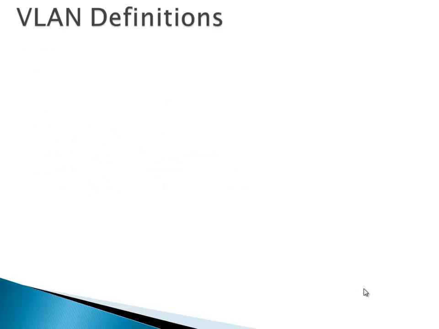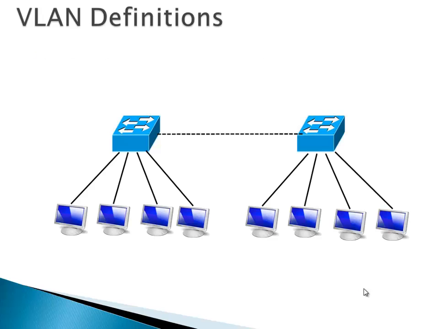VLAN definitions. A VLAN is a logical partition of a layer 2 network. Here I have a network of 8 PCs connected to 2 switches. These PCs will be able to communicate with each other without a problem because they all belong to the same VLAN, VLAN 1, which is the default VLAN. Now here I have 8 PCs, but it could be 80 or 800 PCs.